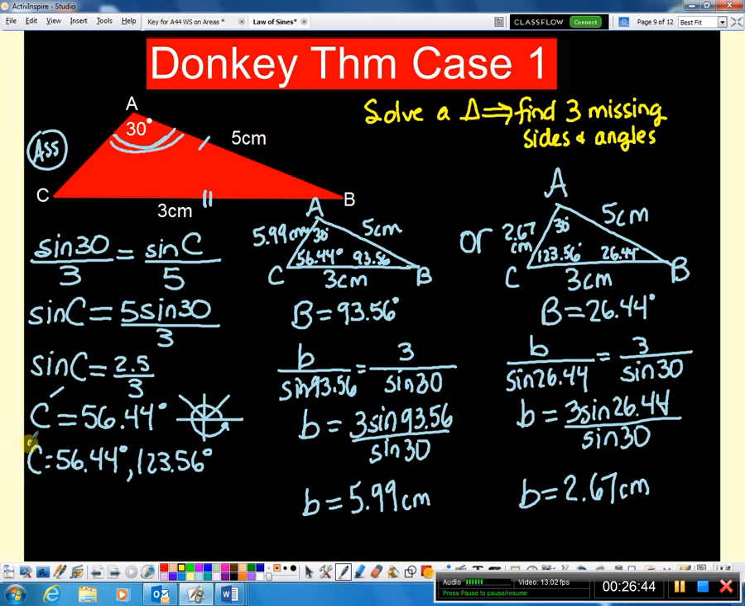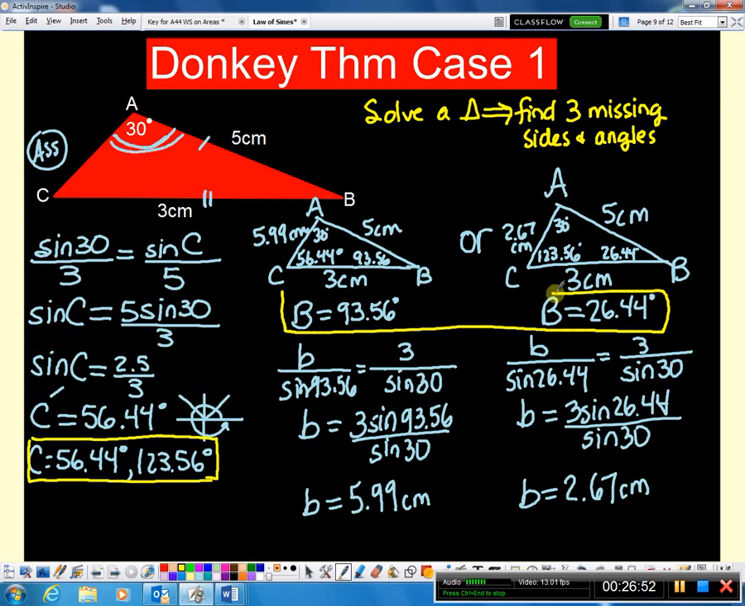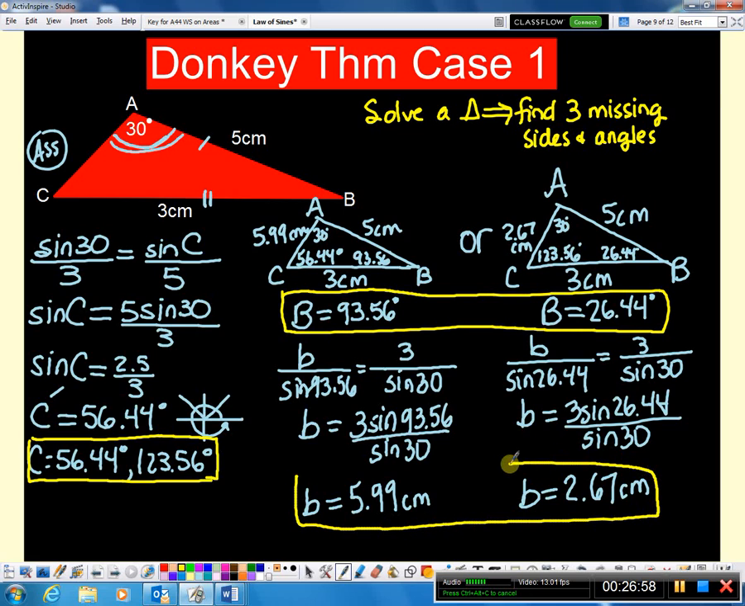So here is angle C. Here are your choices for angle B. And here are your choices for side little b. So I've found 3 missing parts. So make sure you've labeled them clearly in your answer space, okay? And also make sure that you label final answers.